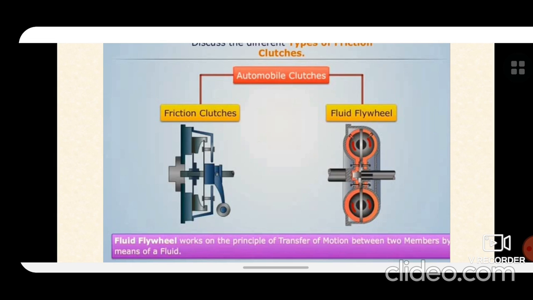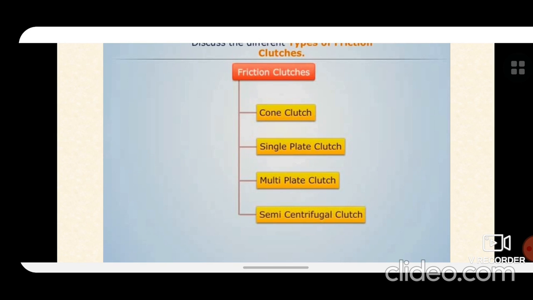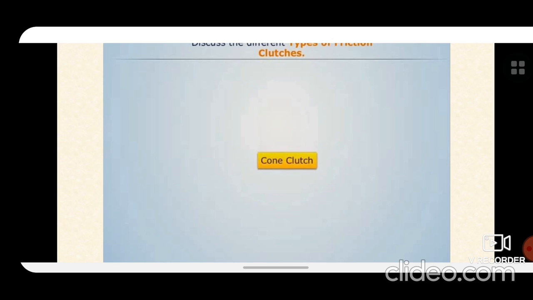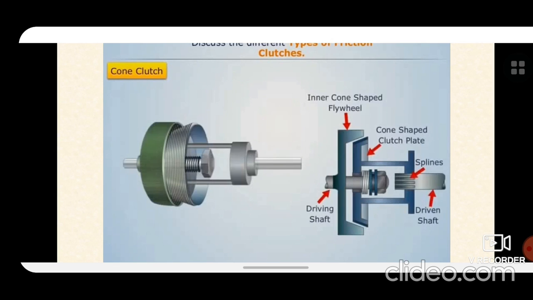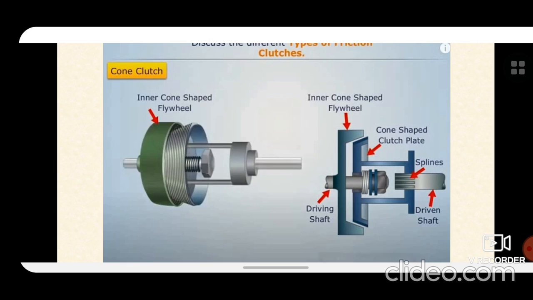We'll classify automobile clutches in terms of friction clutches: cone clutch, single plate clutch, multiplate clutch, semi-centrifugal clutch, and the centrifugal clutch. Let's start with the cone clutch. You see the mechanism.